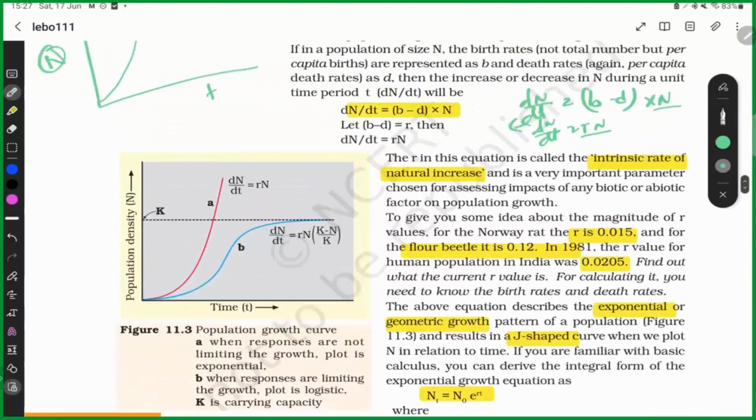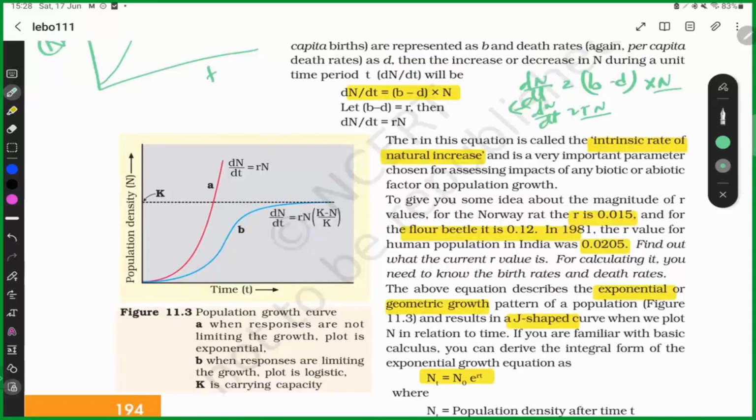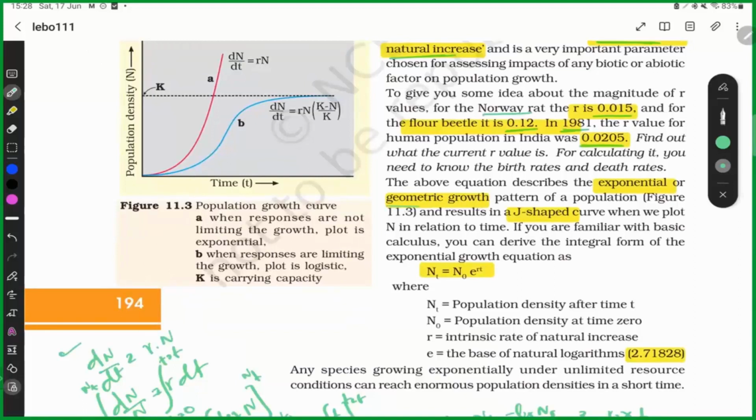Now see, what is r? r is called the intrinsic rate of natural increase, because it is birth per capita minus death per capita. You have to remember these values. For the rat it is 0.015, for the flour beetle 0.12, and in 1981 the r value of the human population in India was 0.0205. Another name for the exponential growth curve is geometric, the J-shaped curve.